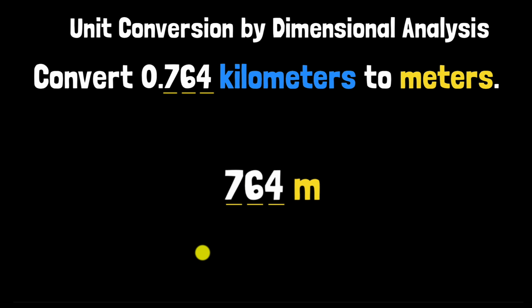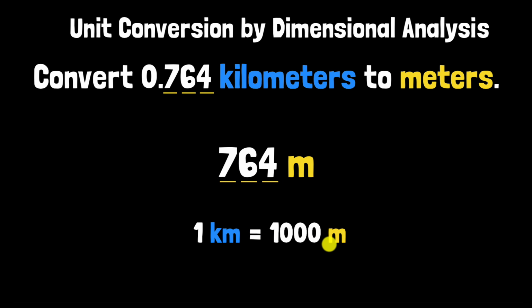But wait a second, what about the 1 kilometer equals 1,000 meters? Doesn't that have significant figures? Shouldn't we worry about that as well? No, because it's an exact amount. A kilometer has exactly 1,000 meters. That's how we define a kilometer. It's not something that's measured. So for metric conversion factors, we don't have to worry about significant figures. There could be significant figures for other conversion factors, but don't worry about them for now.